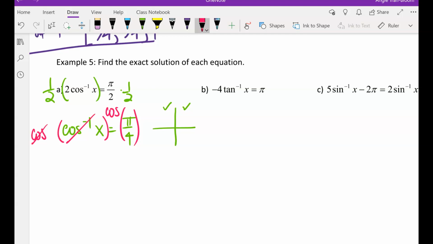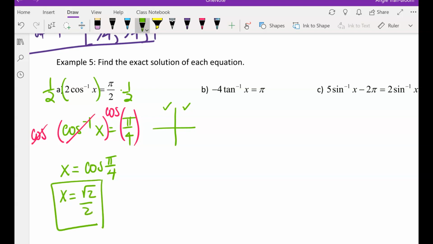Can I cancel out my regular cosine and my cosine inverse? Yep. We can only cancel when they are in the restriction of that particular inverse function. Now you should know what the perfect answer is. What's cosine of pi over 4? Rad 2 over 2. And that, class, is what we're looking for.